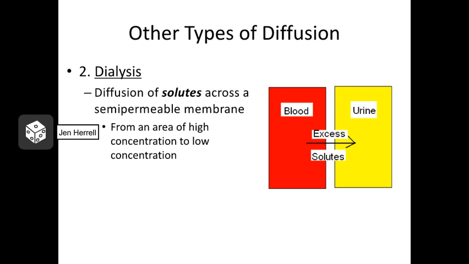There are several different specific types of diffusion that exist, and the first one is known as dialysis. In dialysis, we're going to focus on the movement of the solutes across a semi-permeable membrane. So like a membrane like dialysis tubing or a cell membrane. In general, molecules still like to move from areas of high concentration to low concentration.